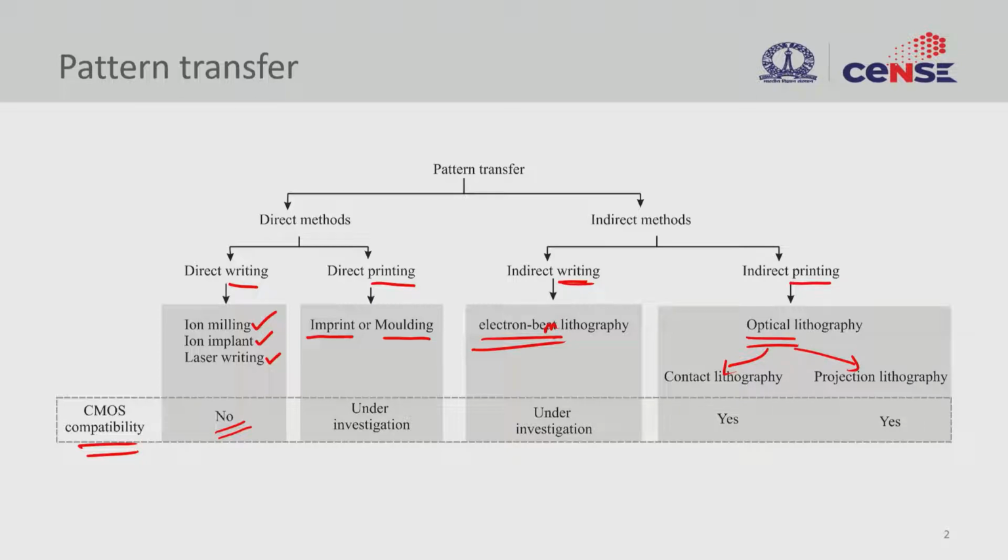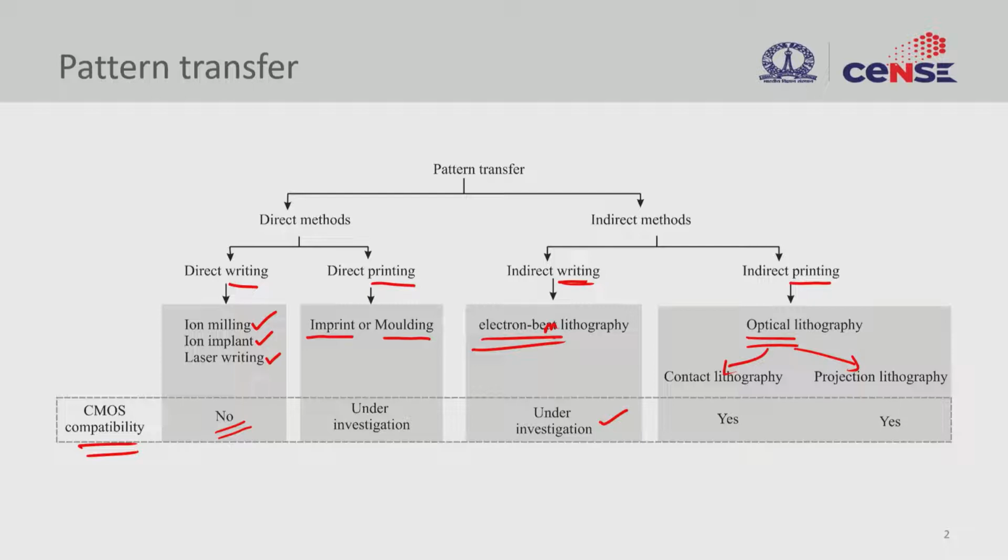Direct printing is something that was explored for advanced patterning, beyond 10 nanometers or so, and electron beam lithography as well. Though it is a writing technique, later on in the lecture we will see interesting modifications that you can bring in to make this writing process a parallelized writing process, where you will be able to get a reasonable throughput.